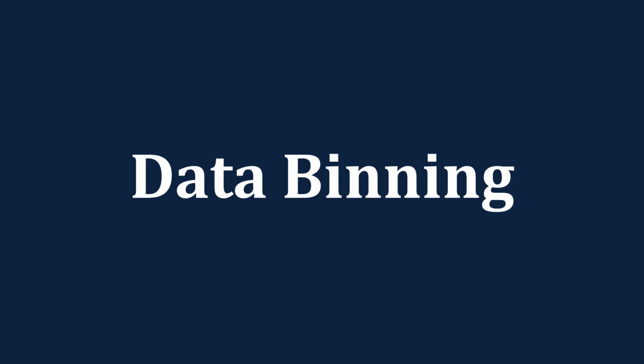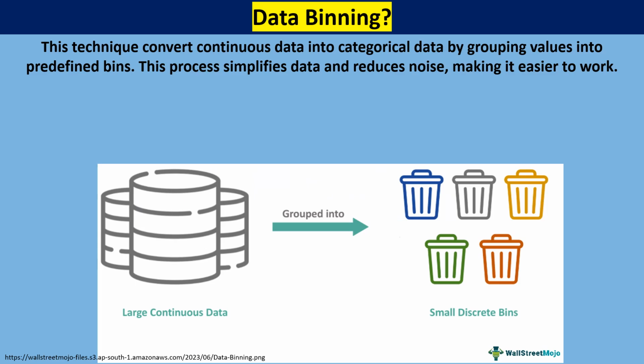Data binning. Data binning is a technique to convert continuous data into categorical data by grouping values into predefined bins. This process simplifies data and reduces noise, making it easier to work with. Data binning is an essential pre-processing technique that converts continuous numerical data into categories, simplifying analysis and trend identification. It is particularly useful for large datasets where excessive noise can obscure patterns.